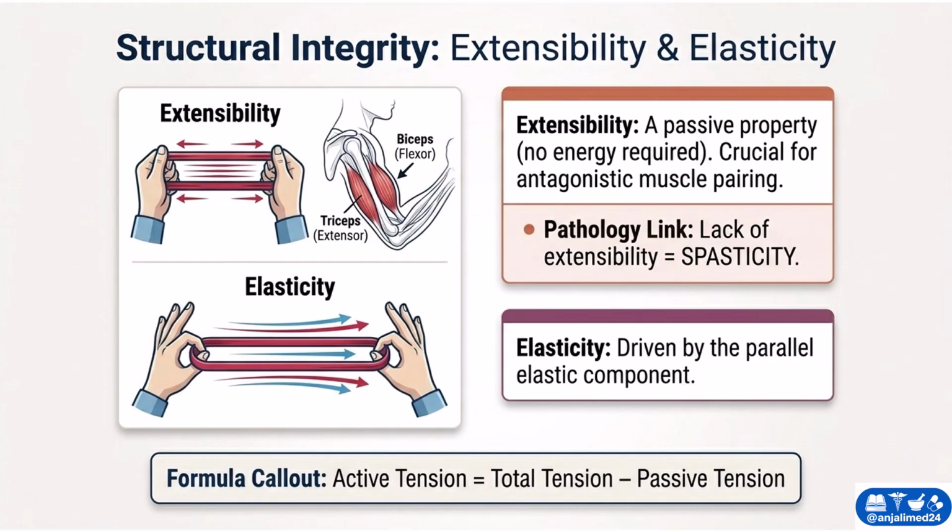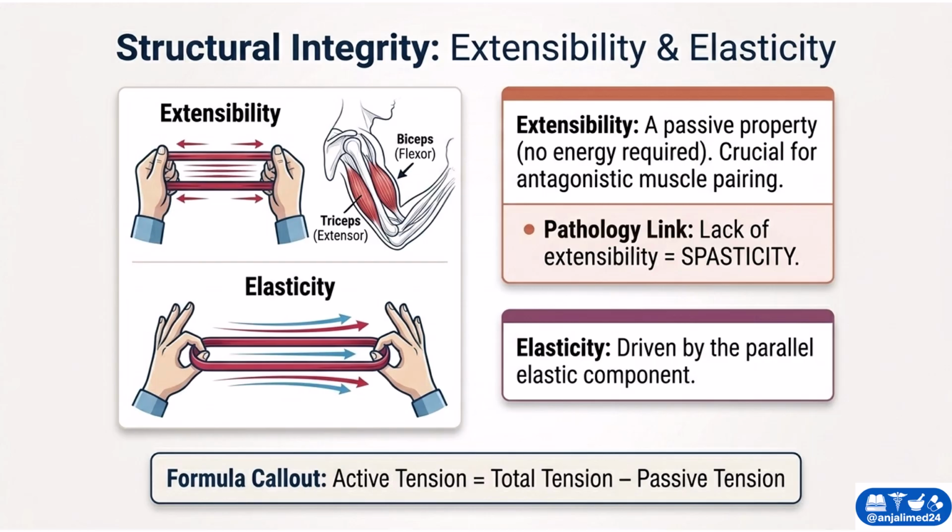Next is elasticity. It is the ability of the muscle to recoil and return back to its original resting length after being stretched. This recoil is mainly produced by the parallel elastic components within the muscle. In simple words, extensibility allows the stretch, while elasticity allows recovery. Now remember this high yield formula at the bottom. Active tension equals total tension minus the passive tension. This concept is very important when analyzing the muscle mechanics and force generation.